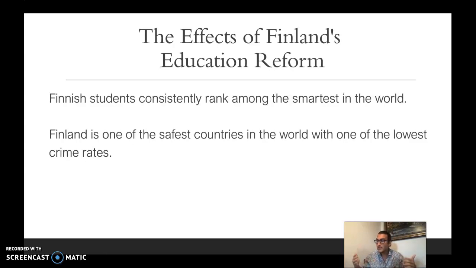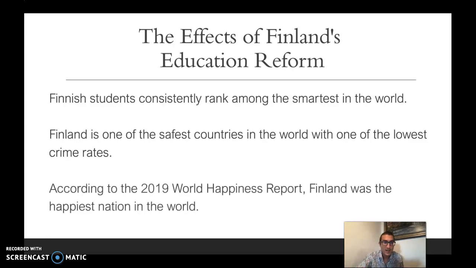Presumably as a result of more people being able to perform academically and to achieve higher graduation rates in high school and in college, able to secure higher paying jobs that minimize the need for many people to engage in criminal activities in order to sustain their families and their households. According to the 2019 World Happiness Report, Finland was the happiest nation in the world. I think the United States ranked something like 17th on that list of the happiest countries in the world.